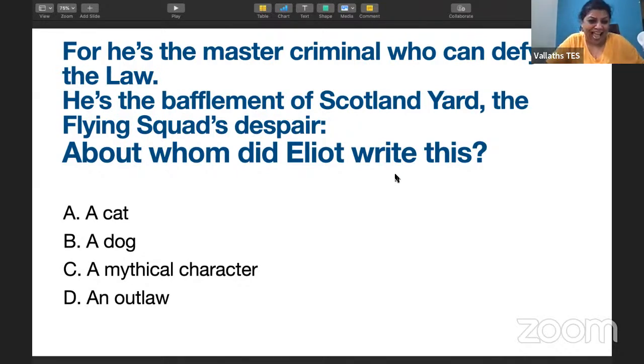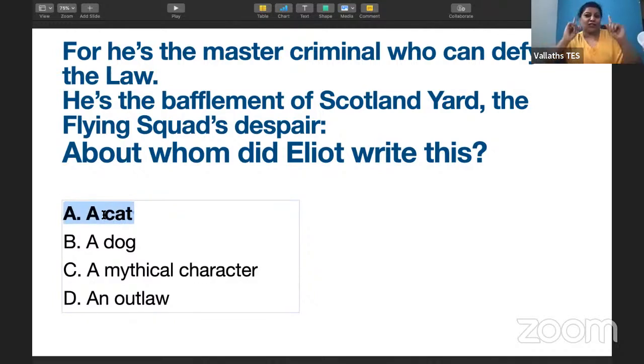Is it about a cat? Is it about a dog? Is it about a mythical character? Is it about an outlaw? Is it about a cat? Yes, guys, Medhavi said it. It is about McCavity, the mystery cat.